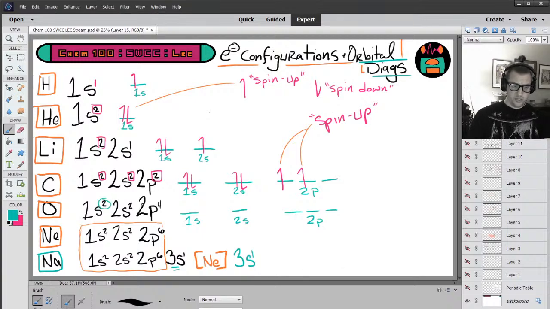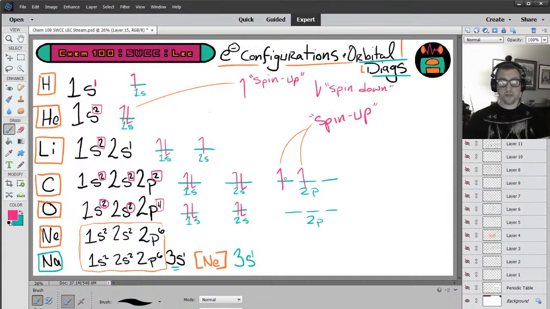Let's get our color coding. 2 electrons in our 1s subshell. We have 2 electrons in our 2s subshell. And we have 4 electrons. Now, when you're filling up your 2p subshell, remember, electrons don't want to share a room.